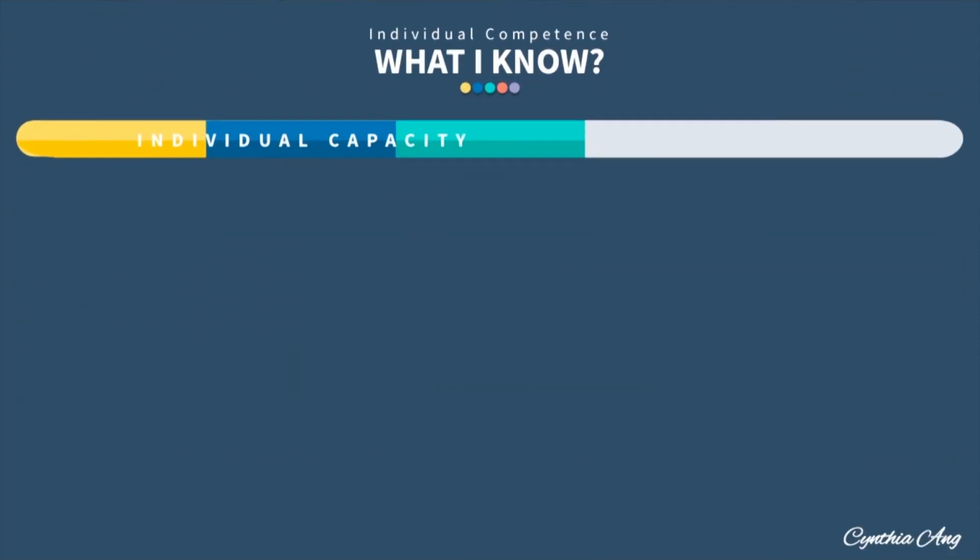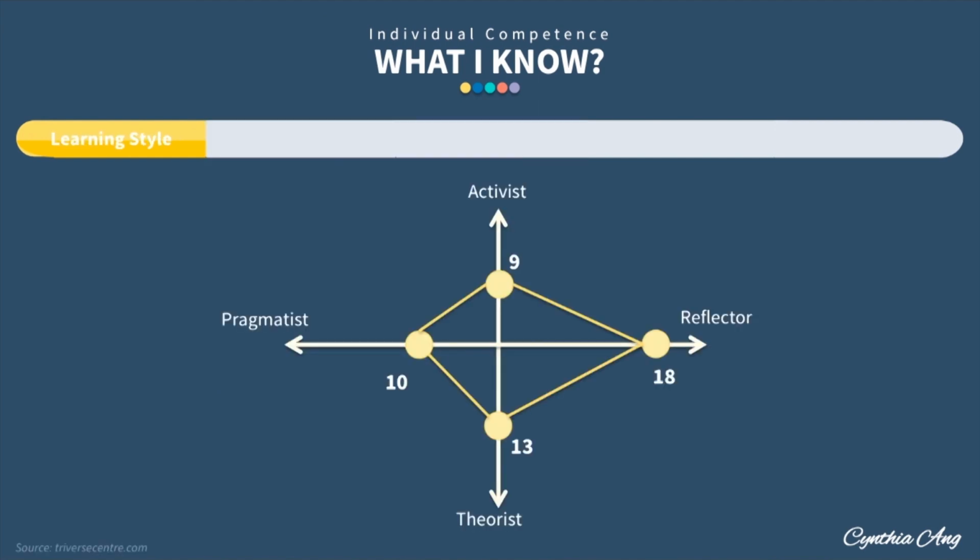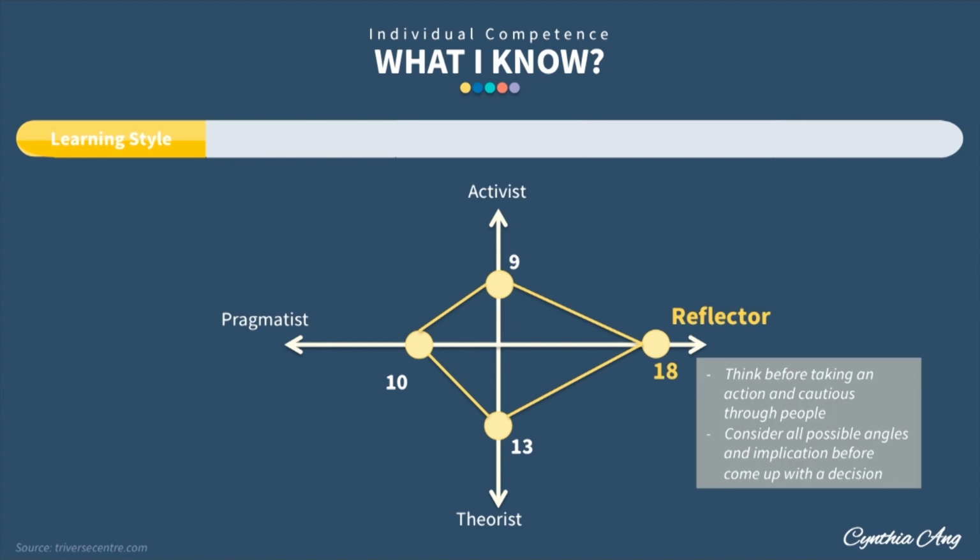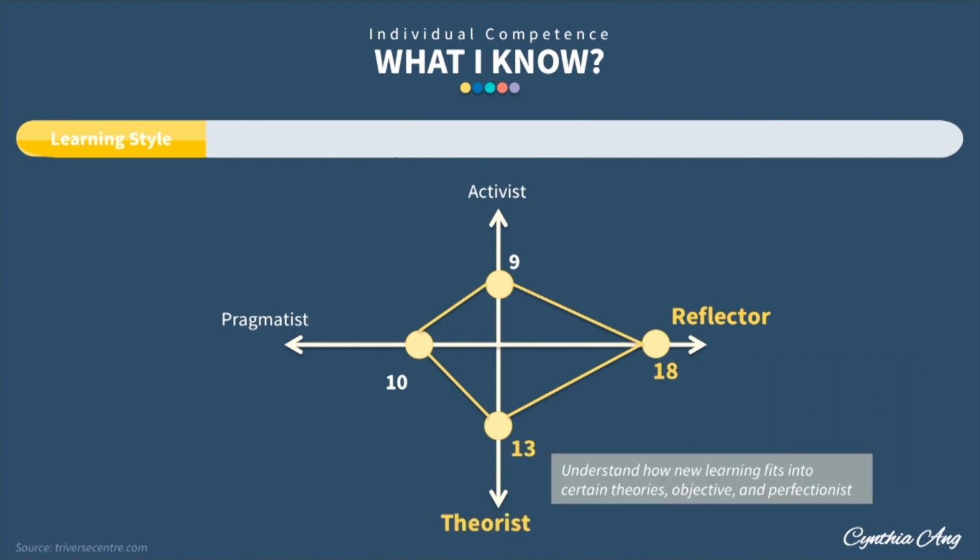So the first level is individual capacity, and the first test will be learning style. From this test, it can be seen that I'm a reflector, where I like to think before taking an action and am cautious with people. I consider all possible angles and implications before coming up with a decision. Even though I'm a reflector, I need some basis before I make a decision. That's why I score quite high in theorist, who like to understand how new learning fits into certain theories, objective and perfectionist. Therefore, I'm not an activist or a pragmatist.